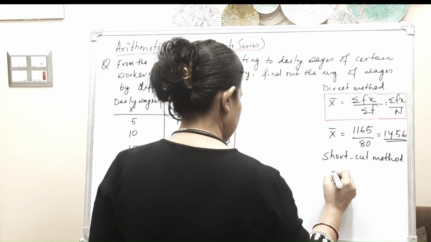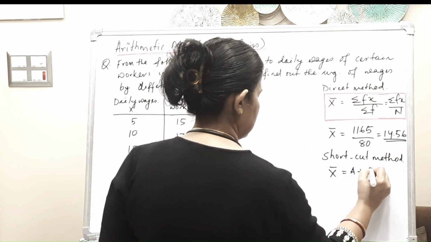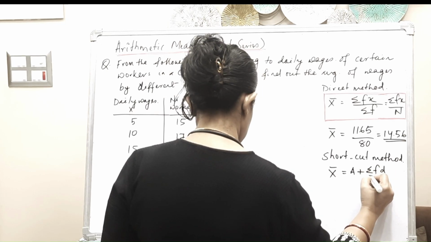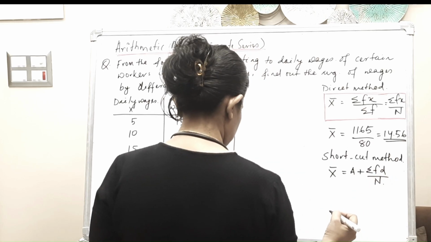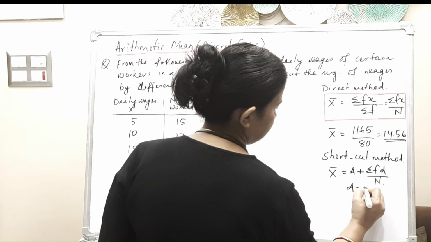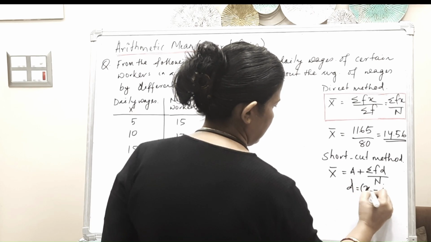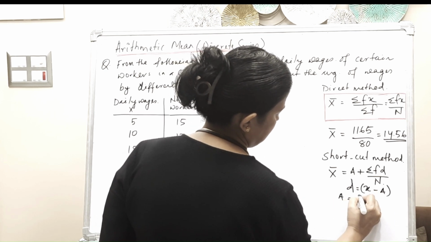For shortcut method, x bar equal to a plus sigma of fd divided by n, where d equal to x minus a. A is our assumed mean.